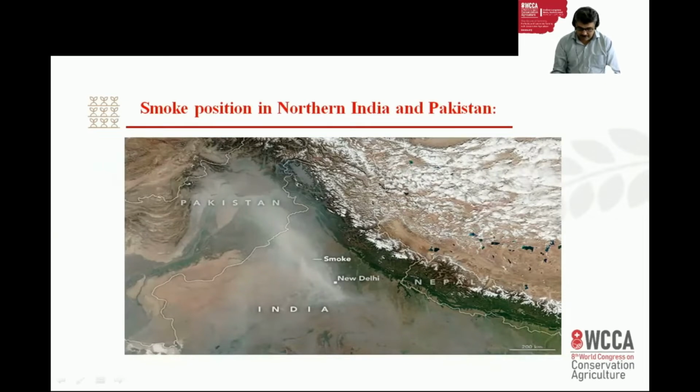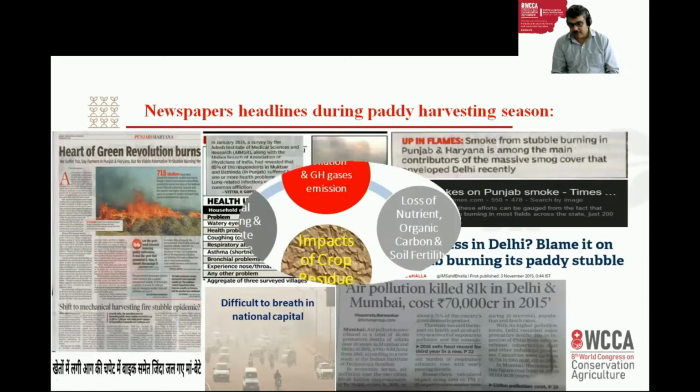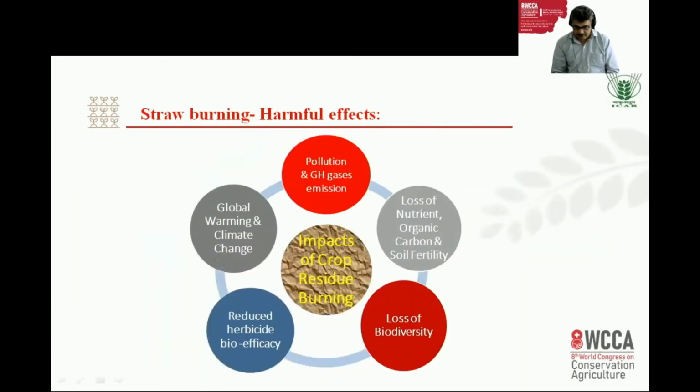and November 2019, and it is very difficult to breathe during these periods. These are the headlines of national newspapers during paddy harvesting season. Heart of Green Revolution burns, health under cloud, Delhi chokes on Punjab smoke, etc. So a very embarrassing situation. And as we all know, straw burning results in air pollution, emission of greenhouse gases, which cause asthma, cancer, and other health problems in humans and animals. Loss of nutrients, organic carbon, and soil fertility. Loss of biodiversity, road accidents, reduced herbicide bioefficacy, climate change, and global warming.